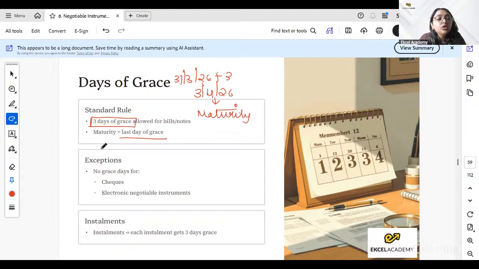So there are no grace days for a check and an electronic negotiable instrument. When we were seeing the difference between a bill of exchange and a check, we saw that in the case of a check there are going to be no grace days at all. For installments, each installment gets 3 days of grace, so the end of the installment plus 3 days will be your grace period.